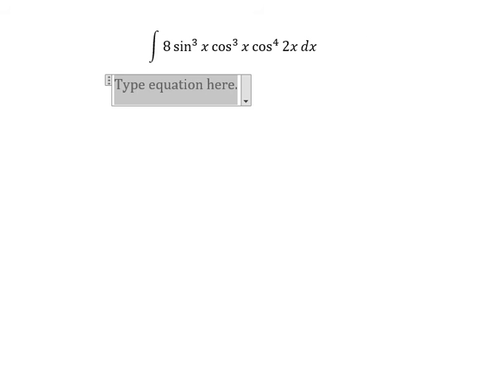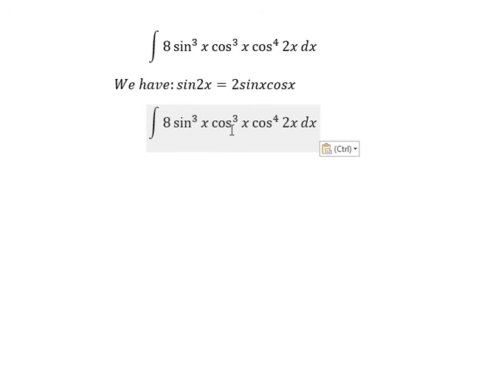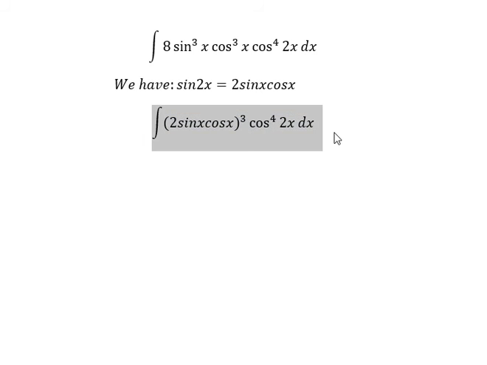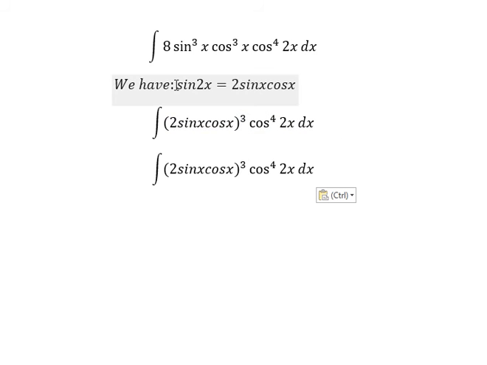We have the formula: sine 2x equals 2 sine x cosine x. So in this one, we have number A. We can put sine x cosine x this way, and now we change it to sine 2x in here.